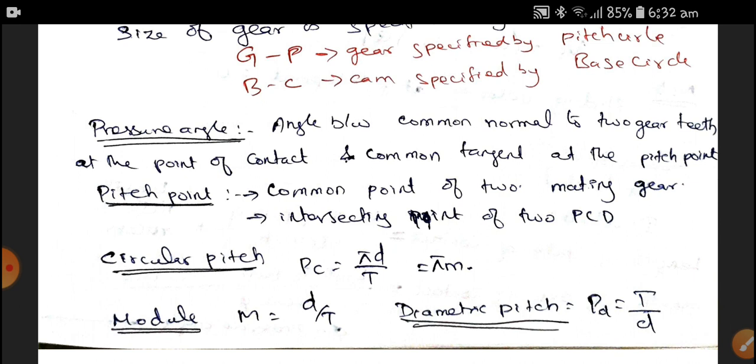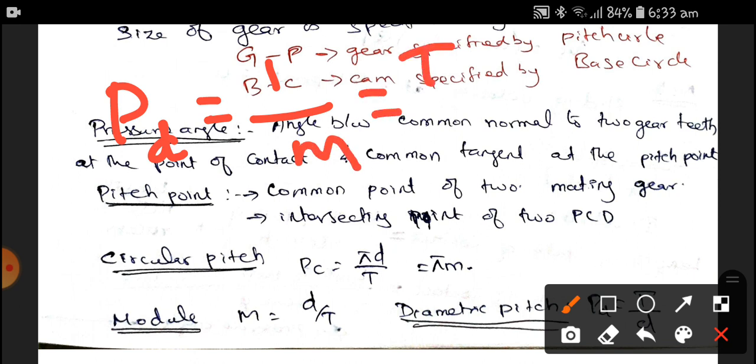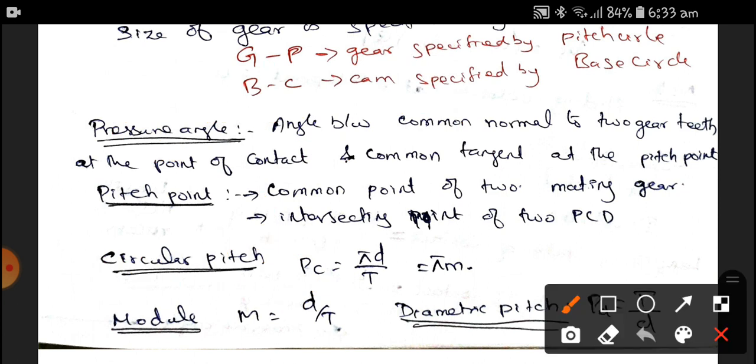Here we will get three different kinds of possibilities. Diametrical pitch is the reciprocal of the module, that is Pd is 1 by m, because from the formula t by d is the diametrical pitch, and for the module it is d by t. It is just an inverse. Diametrical pitch is the inverse. And the next concept is the product of module and diametrical pitch.